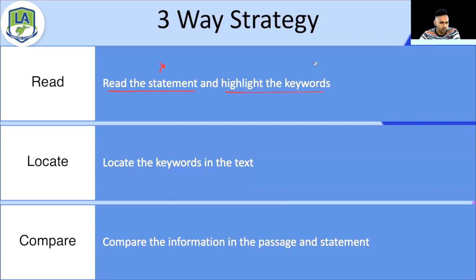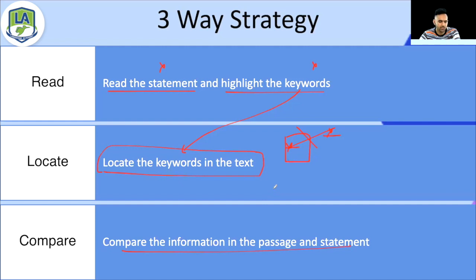Then once you've got a few keywords, you need to locate the keywords in the text. Once you locate the keywords in the text, now you know that yes, you have got the right place where you will get the information relating to the statement. And then compare the information in the statement with the information in the passage, and then either select true if the information is right, false if it's contradicting, or if something is different which is not in the passage, select not given.